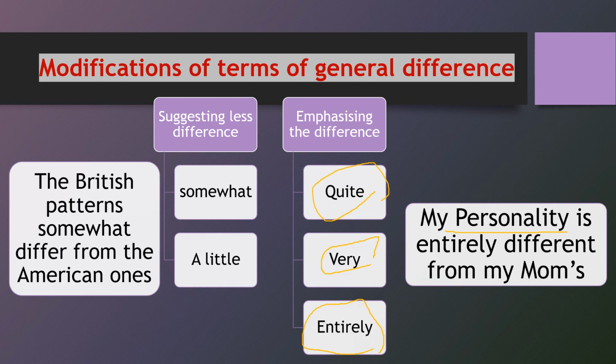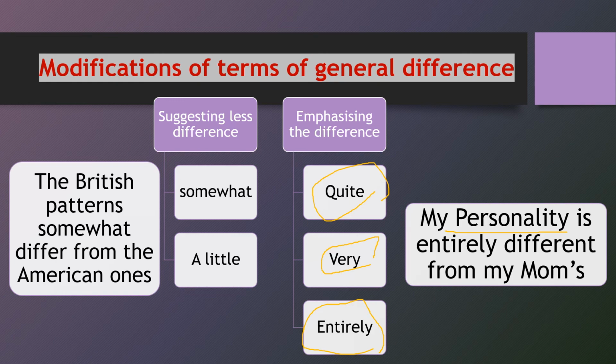In the other case, when you are suggesting less difference, which are not very, pretty much different from each other, you are suggesting that there are slight differences between the two things. For example, you are saying the British patterns somewhat differ from the American ones. Okay? Or you can say a little different from the American ones.